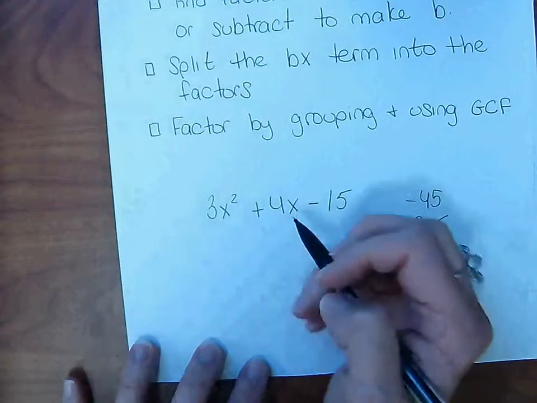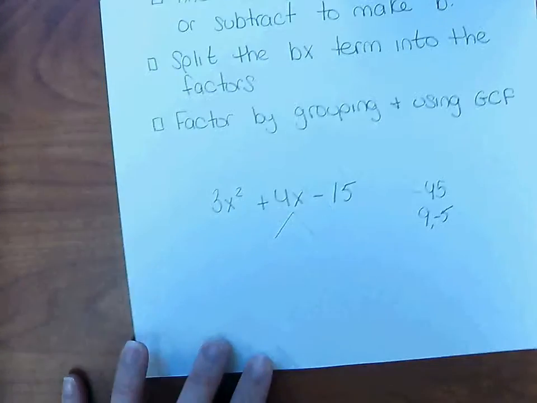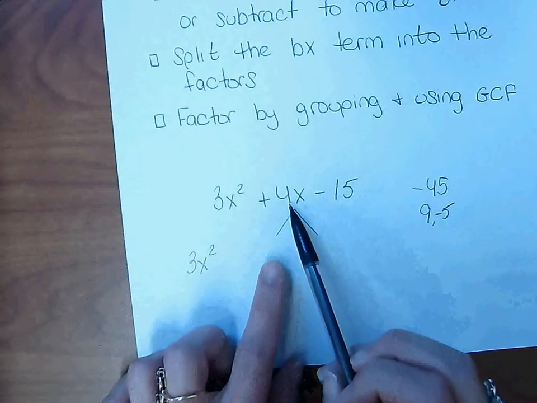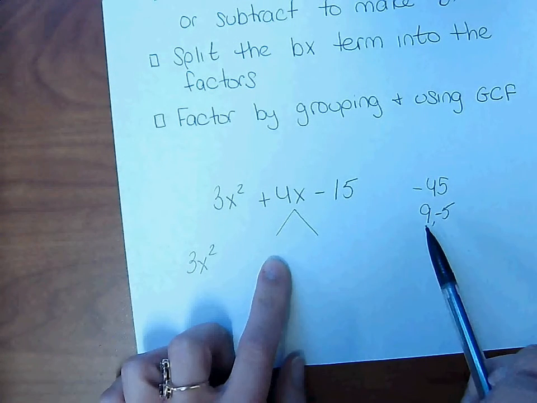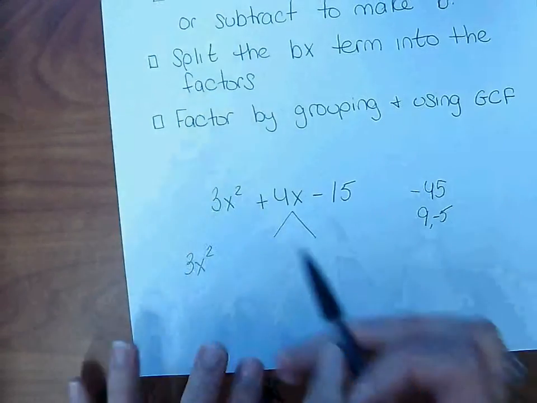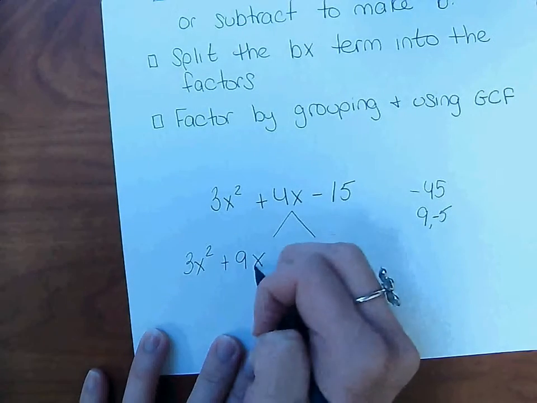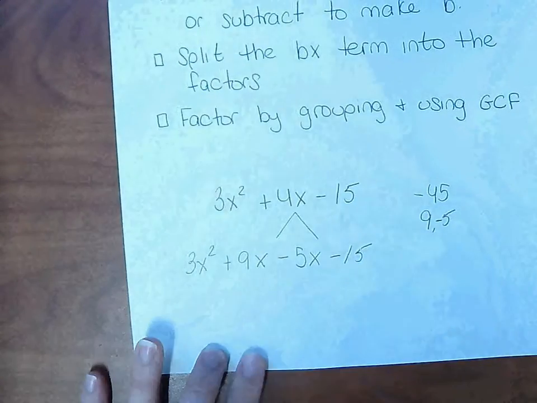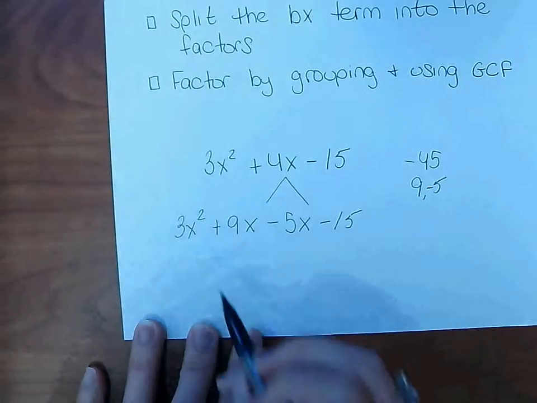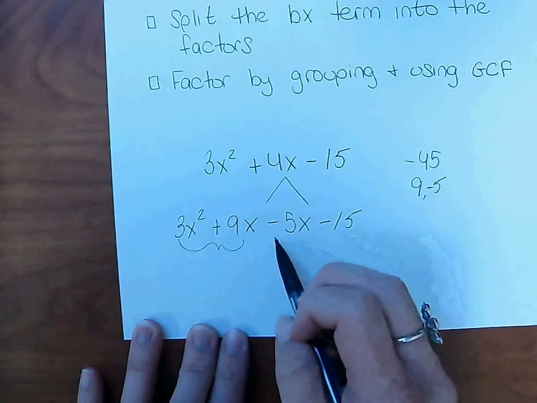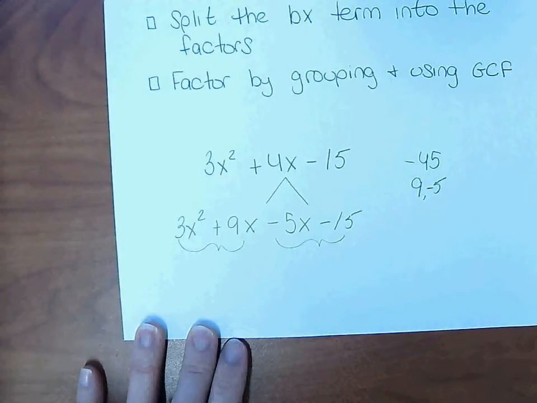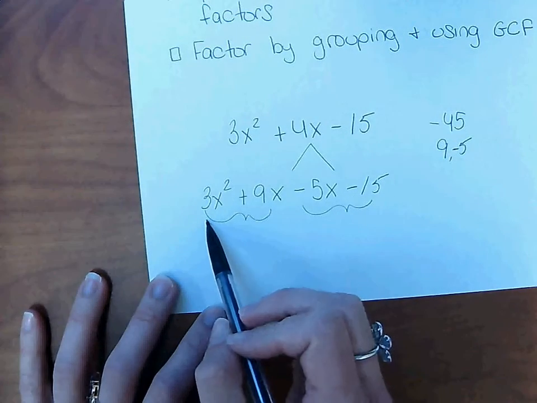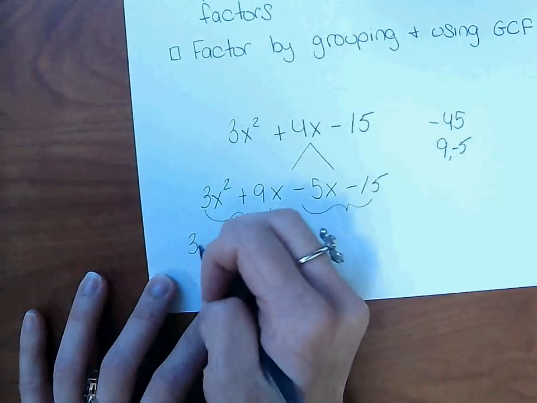So now I'm going to split this bx term. I have 3x squared. Now I'm going to split the 4x into 9x and a negative 5x. And then bring down the negative 15. So I'm going to factor by grouping. So I'm going to group the first two terms together and the last two terms together, and then find the GCF of those. So 3x squared plus 9x, I can pull out a 3x.